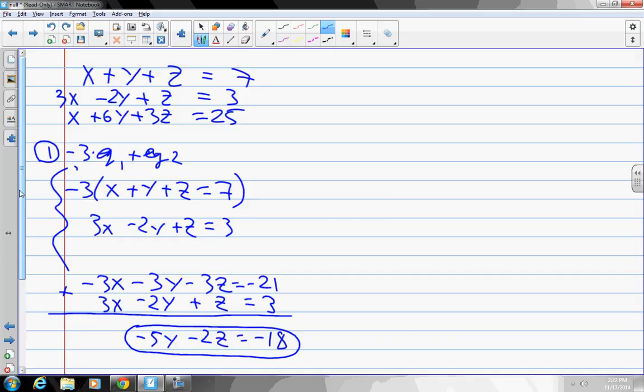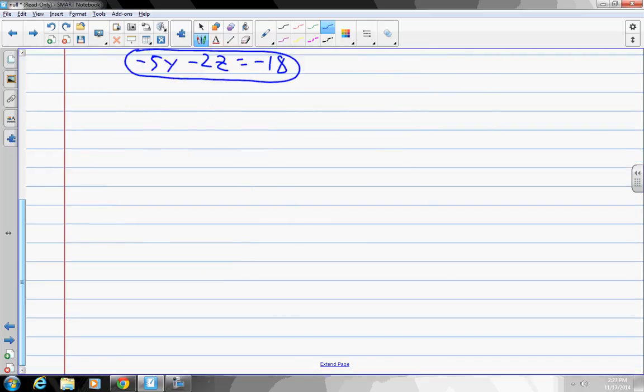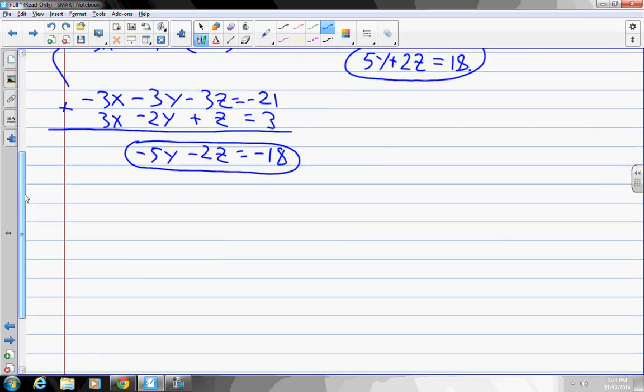Now, the way we're going to build the second equation, I can just go top by negative 1, add with the second one, right? I mean, third one. So the x's cancel. So I can do this. I can do negative 1 times equation 1 plus equation 3. So this is negative x minus y minus z equals negative 7. And x plus 6y plus 3z equals 25. So when I add them, what do we have? 5y plus 2z equals 18. Right?